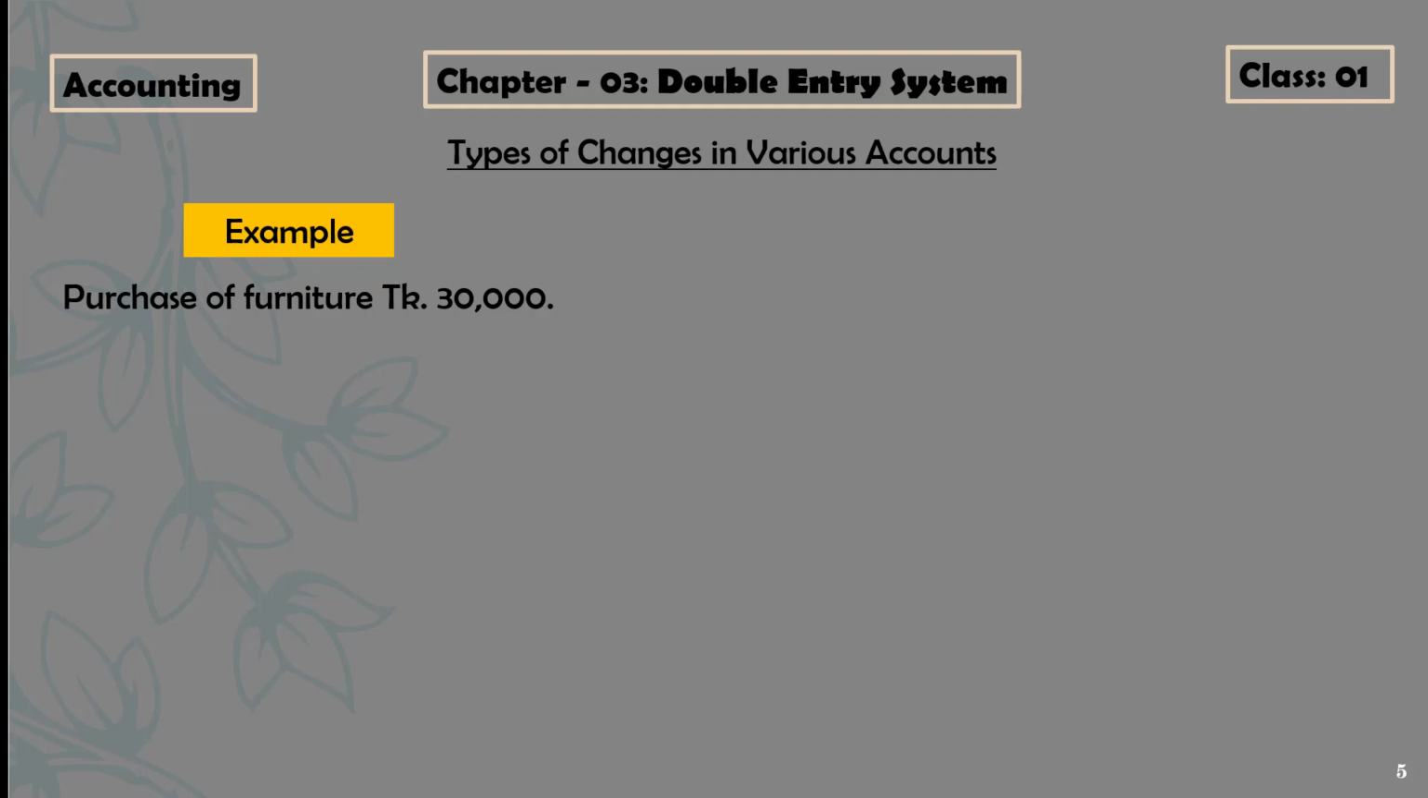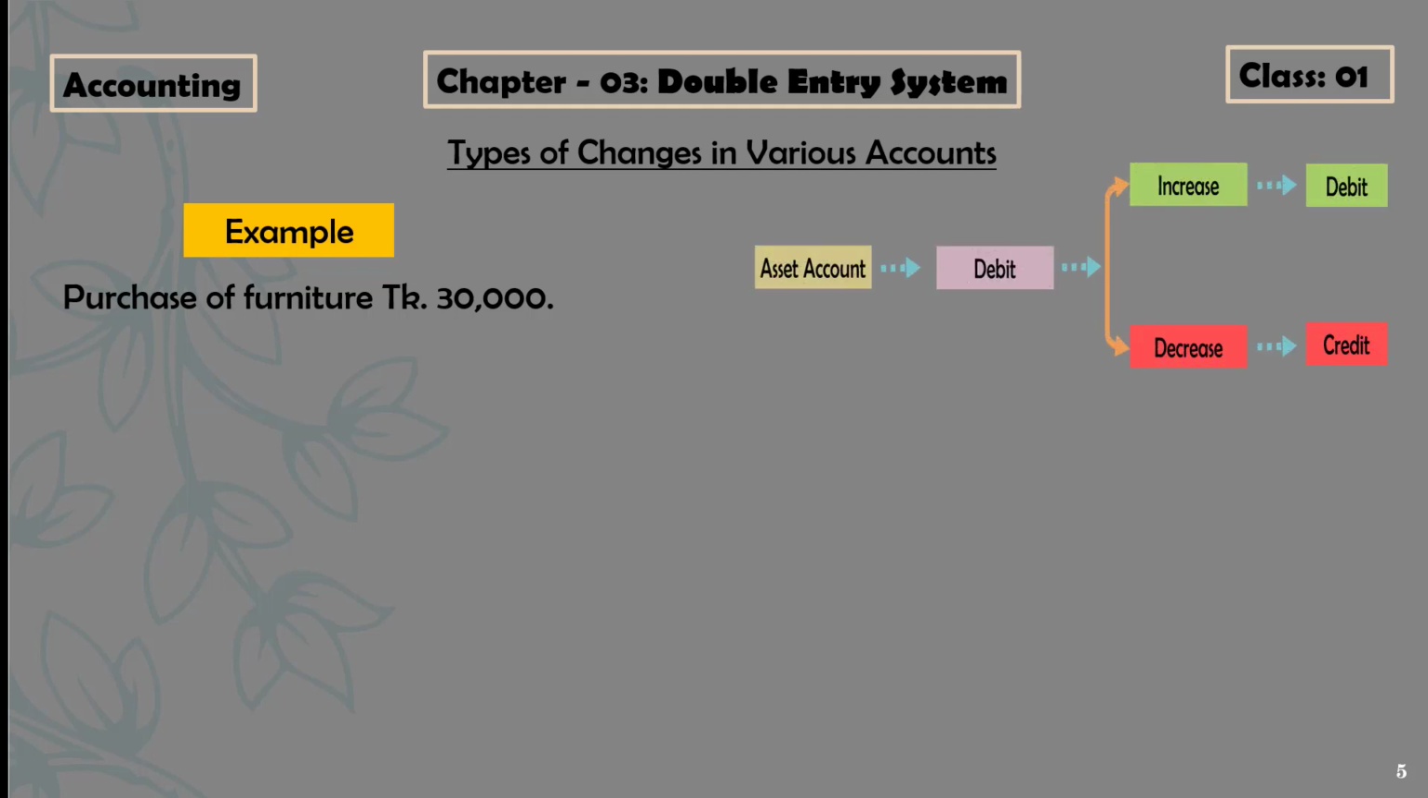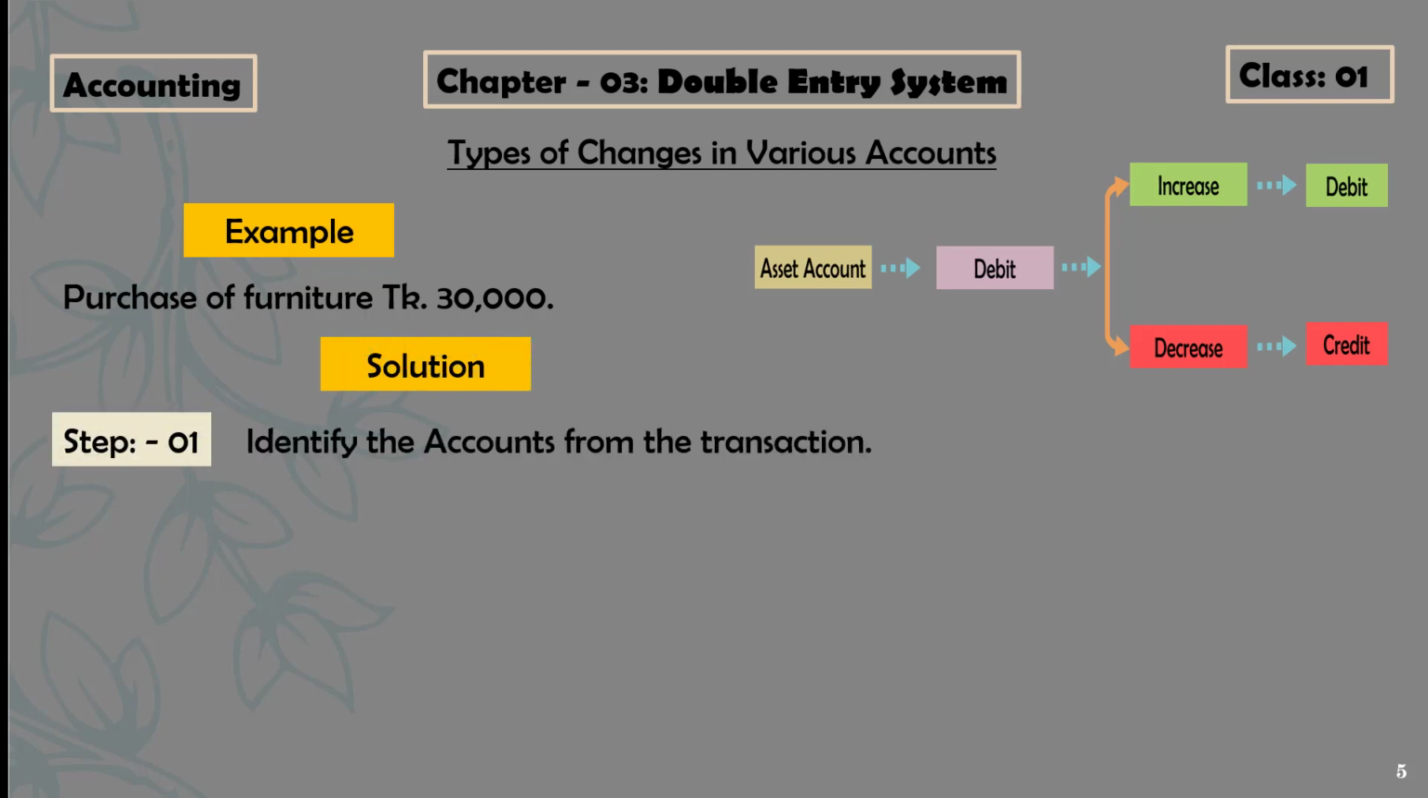Purchase of furniture, taka 30,000. Here I have attached the image of the previous flow diagram, so that we can recall the changes in asset accounts. So let's see the solution. I divide the procedure into 5 different steps. If you study and remember these 5 steps, you can classify any accounts into debit credit.